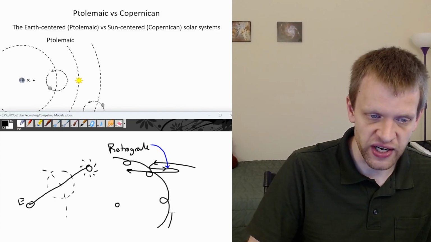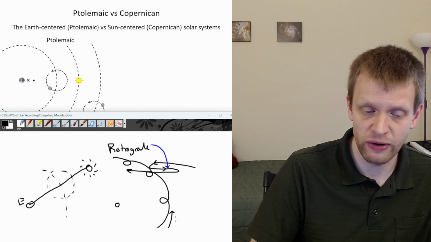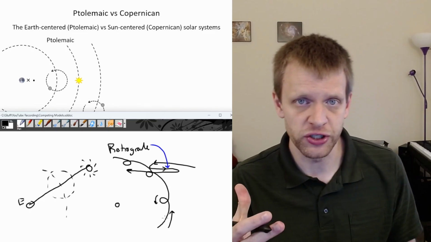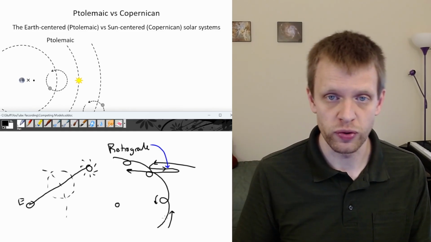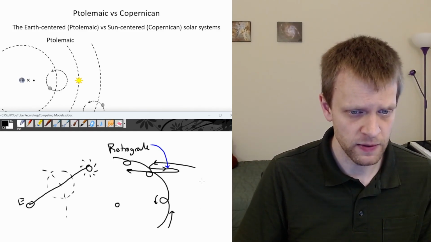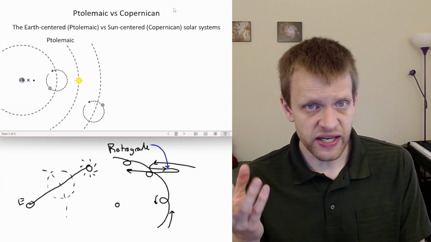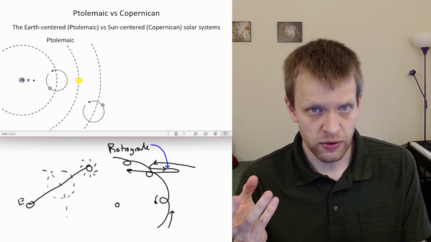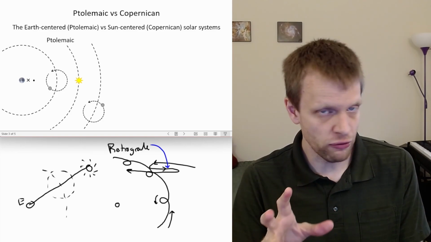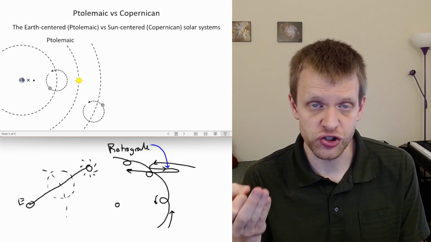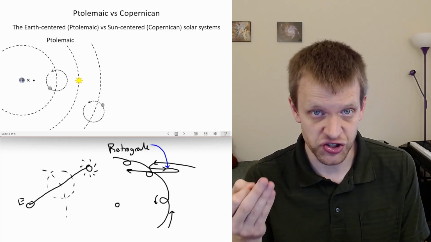So most of the time, the planet's going in the same direction across the sky, but every once in a while there's a little backtracking motion. That's what those epicycles were trying to explain. So this Ptolemaic model actually did a fairly good job, with all of these correction terms added into it, of accurately describing how the planets move across the sky.